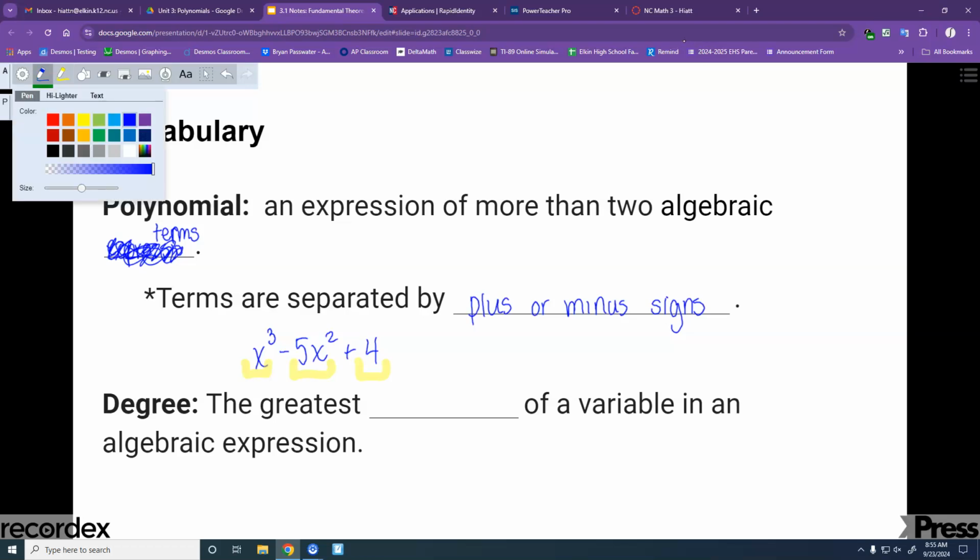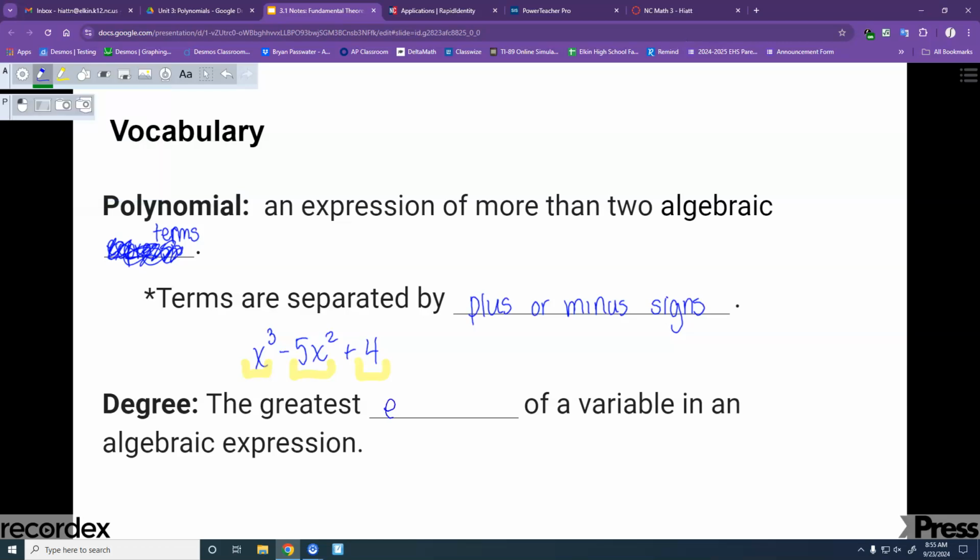One thing that we're going to talk about a lot, and it's really essential to the fundamental theorem of algebra, is the degree of the polynomial. The degree of the polynomial is the greatest exponent of a variable in an algebraic expression.